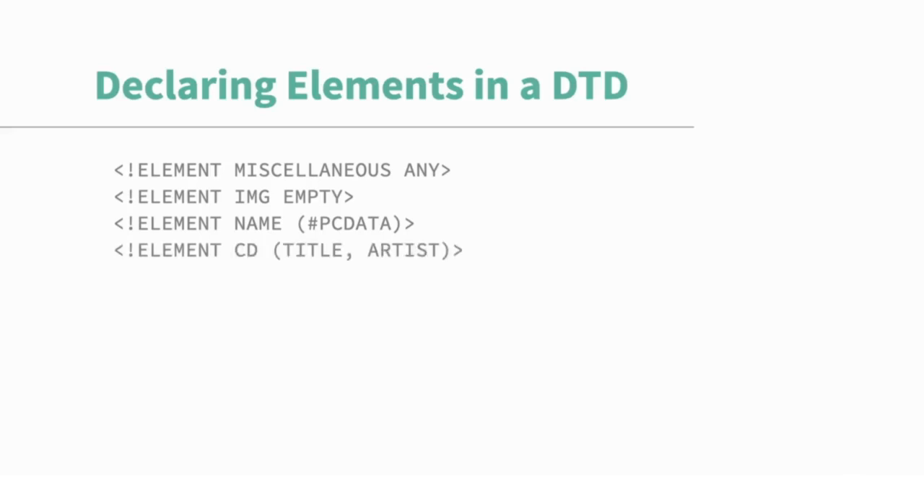Element content means that the element in question can have other elements inside of it, and there's a couple of different ways to do this. The first is the sequence model. So in this case, we have an element named CD, which can contain a title and an artist tag. And it's interesting to note here that what this means is that the CD element has to have exactly one title element, and it has to have exactly one artist element, and they have to appear in that order.